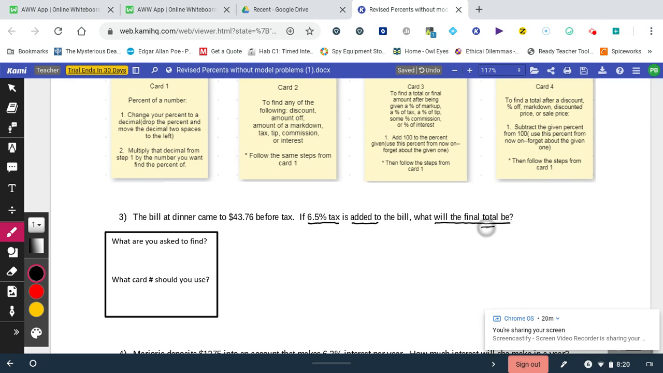So I'm looking for a keyword. I'm looking for a total after an add-on. This is total after an add-on. Okay. So what are we looking for right here? What do we actually find? We're actually finding the total bill. The total bill after an add-on.